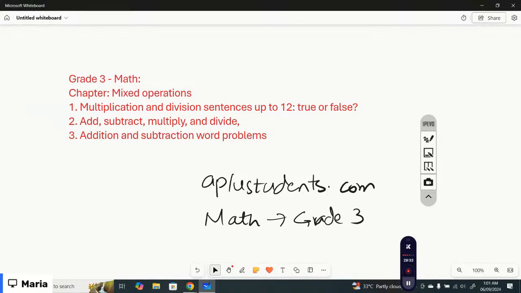The lessons we're going to cover today are multiplication and division sentences up to 12 true or false, add, subtract, multiply, and divide. Then we'll do addition and subtraction word problems. So please make sure you have your notebook and pencil so that you can note down the important examples and definitions as well.